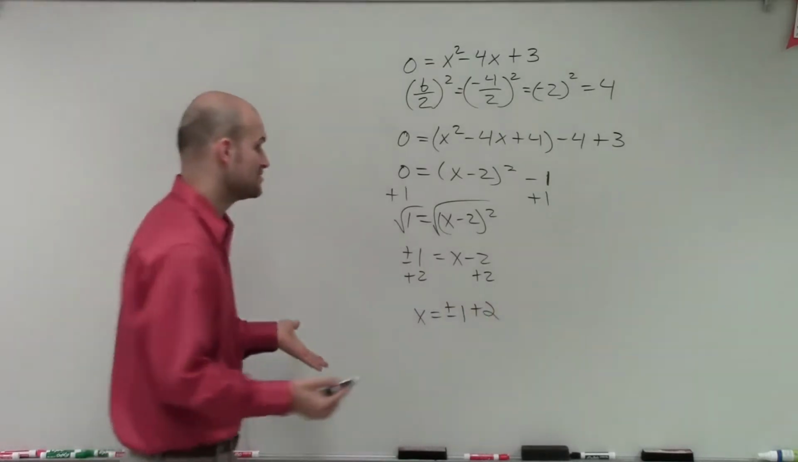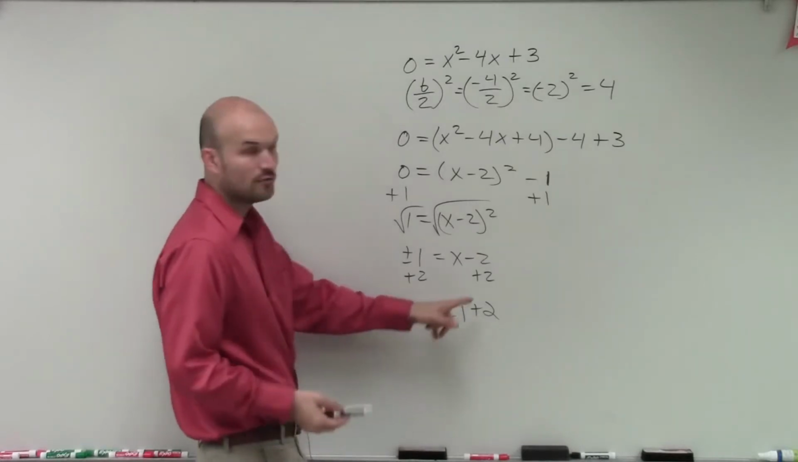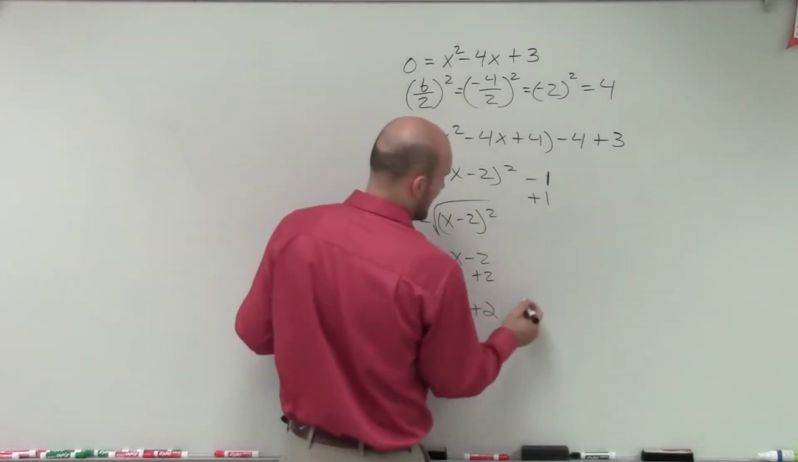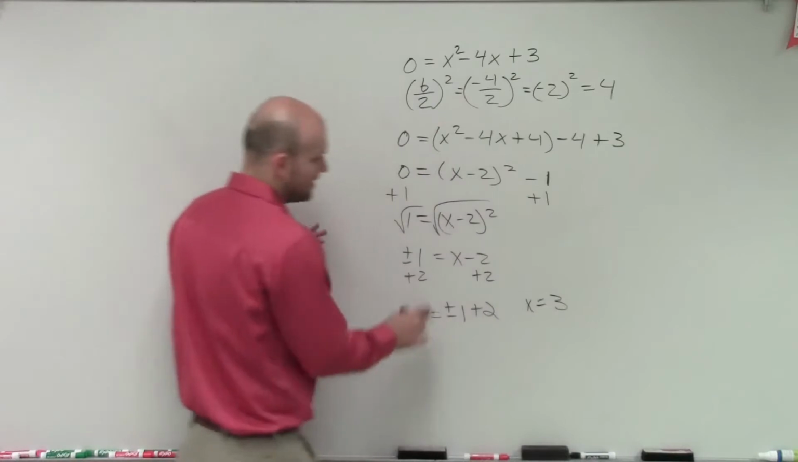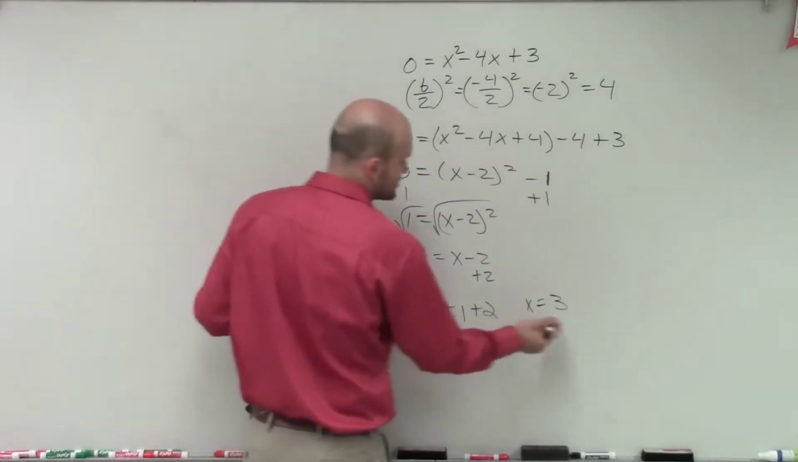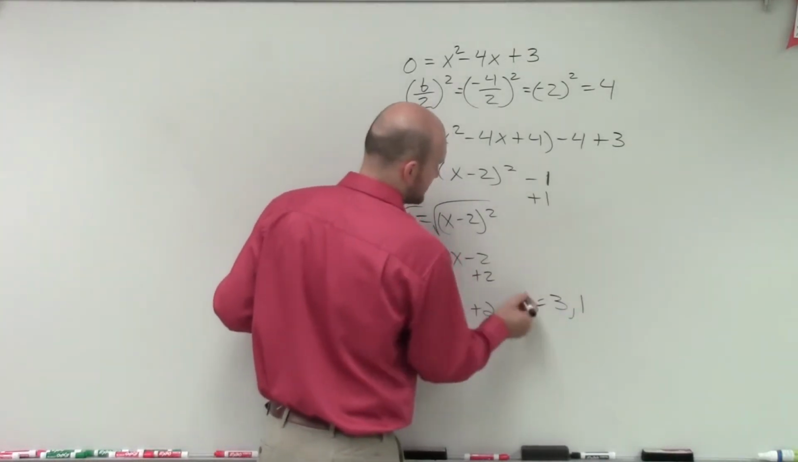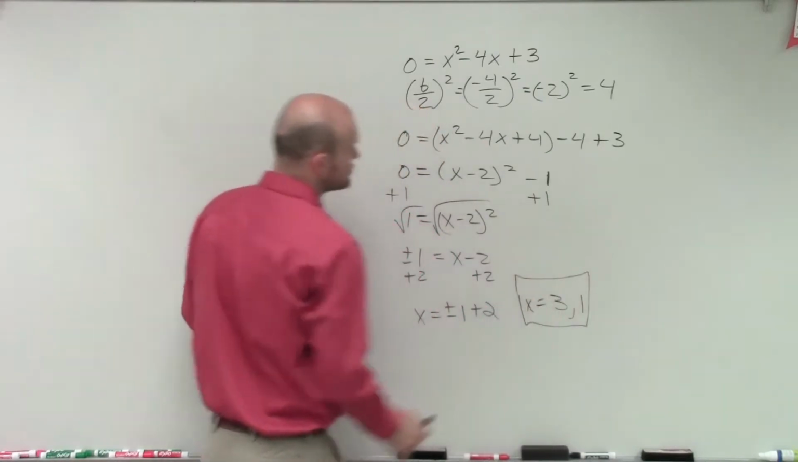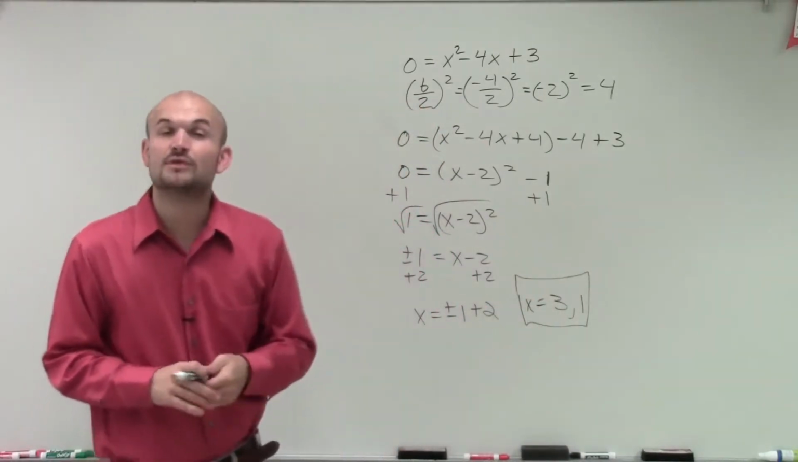So we're going to solve this in two different ways. We're going to have, say, positive 1 plus 2. So therefore, x equals 3. And we can say negative 1 plus 2, and x equals positive 1. So therefore, those are your two solutions by solving using completing the square.